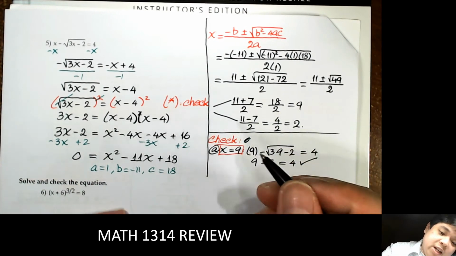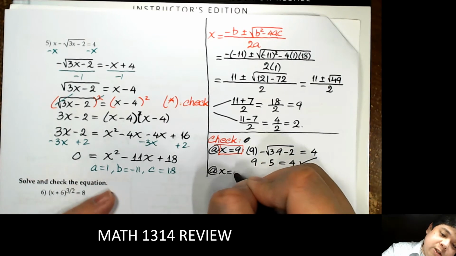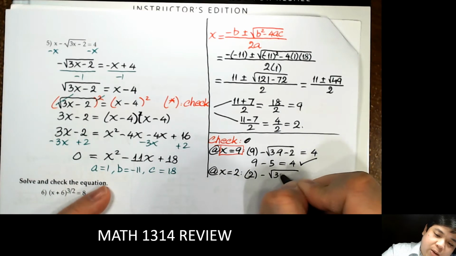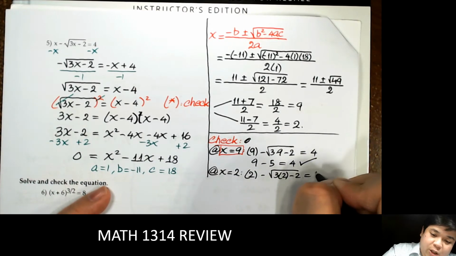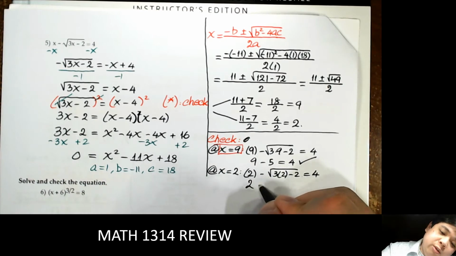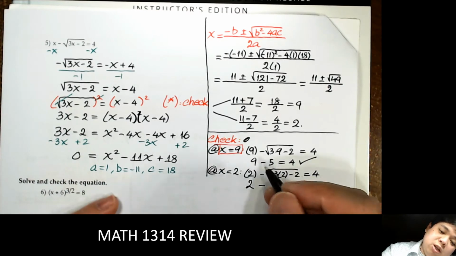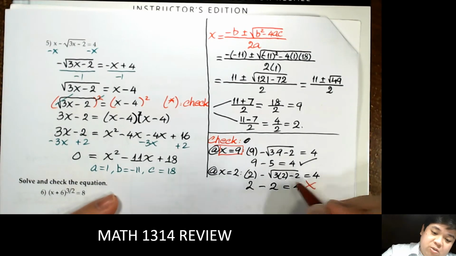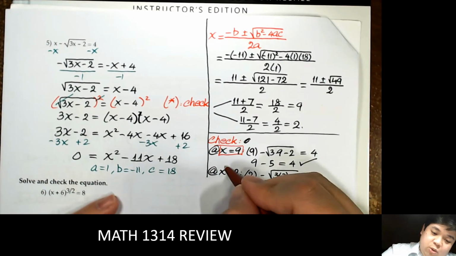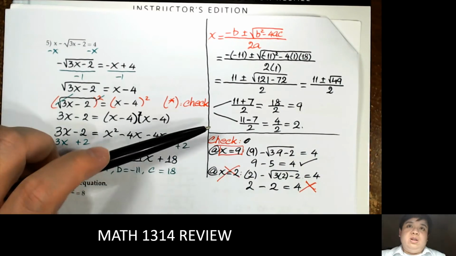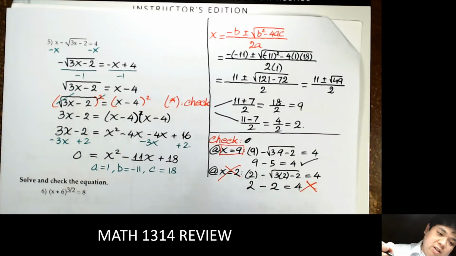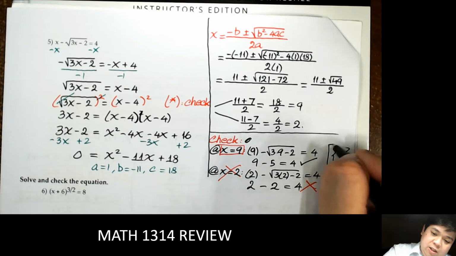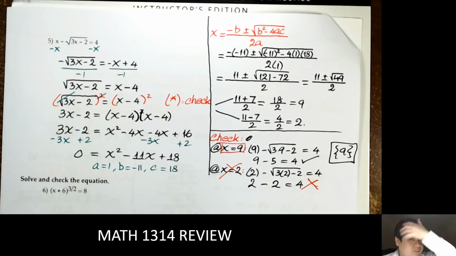And then we check for x equal to 2. 2 minus the square root of 3 times 2 minus 2 equal to 4. That's 2 minus the square root of 4, so 2 minus 2 equal to 4. Obviously that doesn't work. So we only have one solution, x equal to 9. So this is the solution.